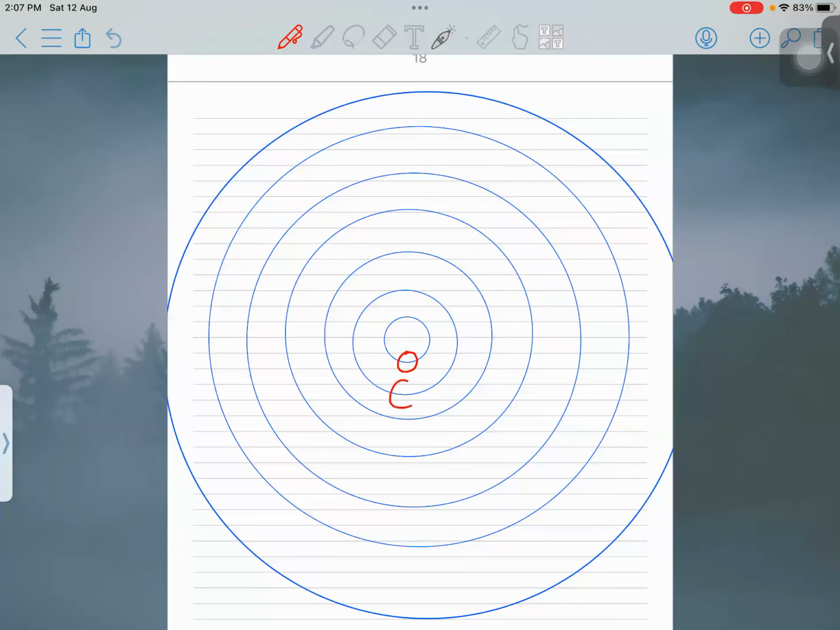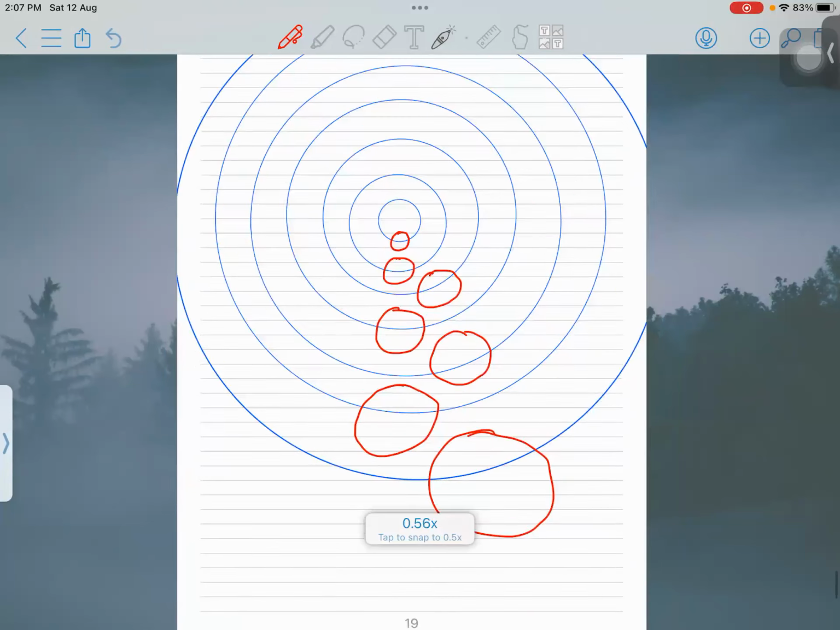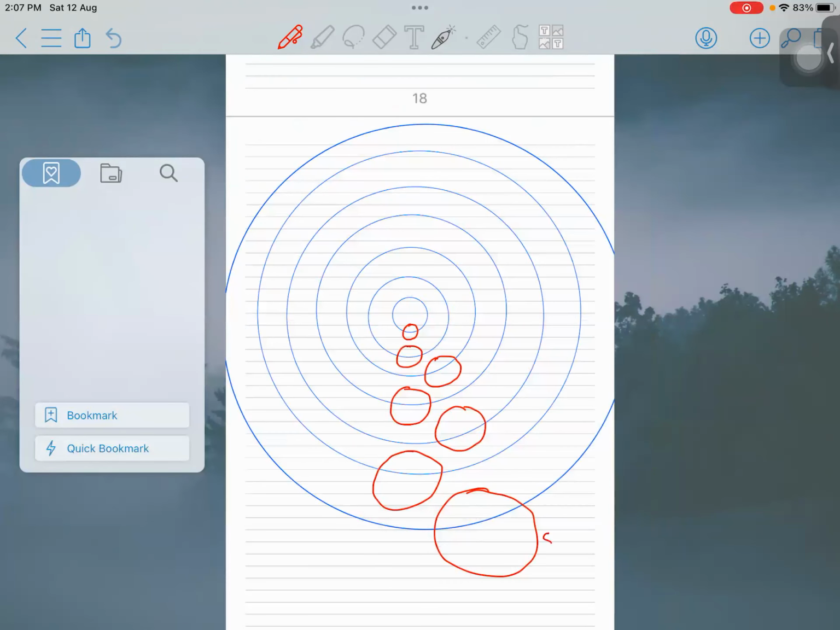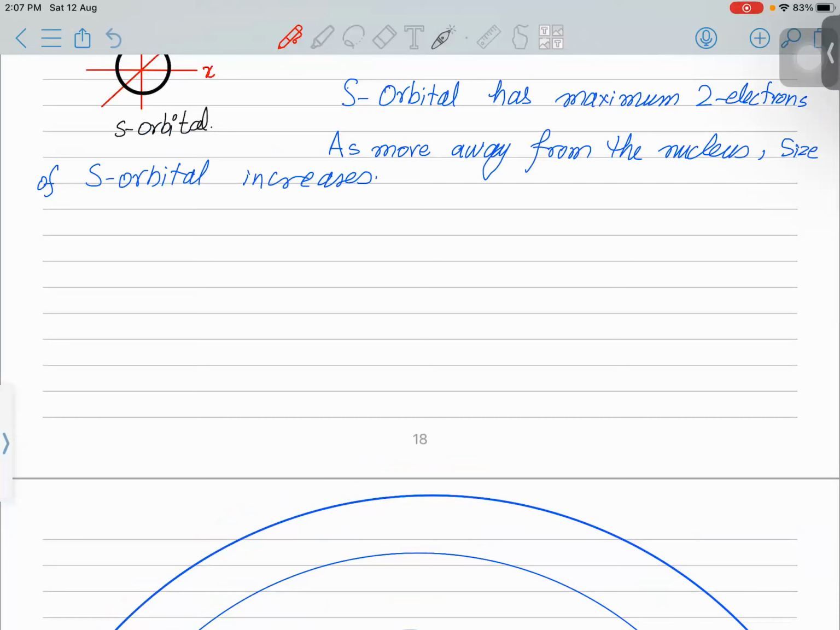First shell, second, third, fourth, fifth, sixth, seventh. So the size of the s orbital increases. Are you getting my point or not? Yes, sir. Okay. Now, next question.